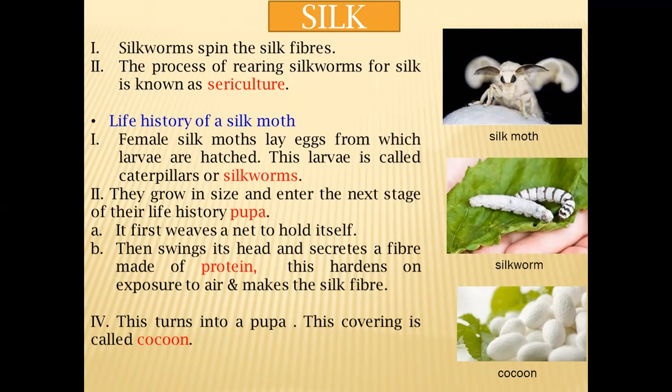Life history. Even they have a life cycle which keeps on going on and on. First, female silk moths. Silk moths means the fully developed silkworm. Female silk moths lay eggs from which larvae are hatched. When they hatch, an organism comes out. This is called a caterpillar or silkworm.